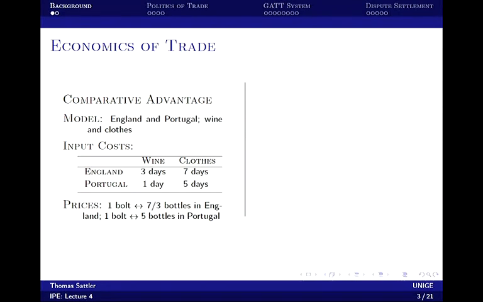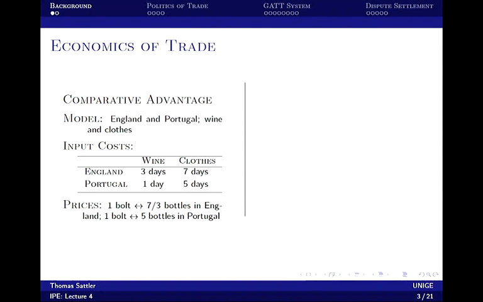Or suppose you're a Portuguese wine producer, and you want to buy 1 bolt of clothes. How much do you have to pay? How many bottles do you have to pay in Portugal? Well, you need 5 to buy 1 bolt of clothes, right?